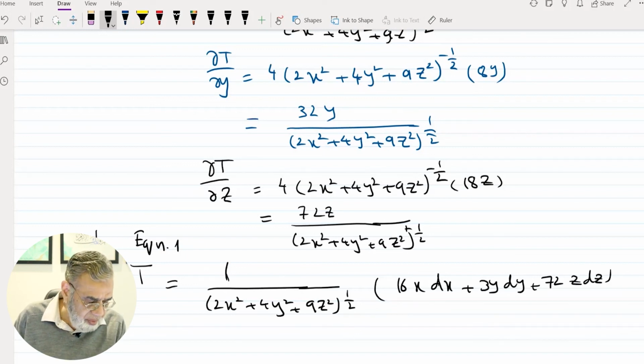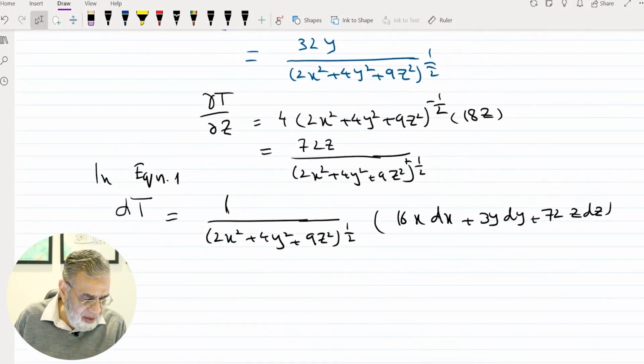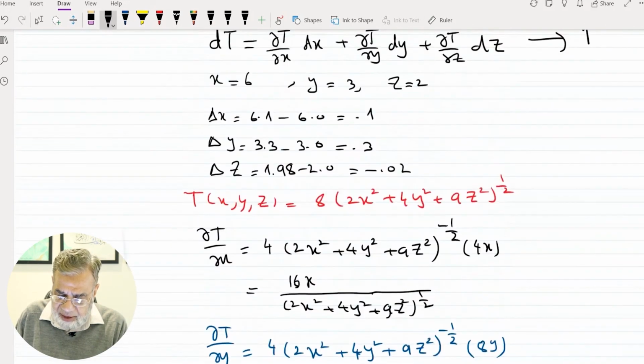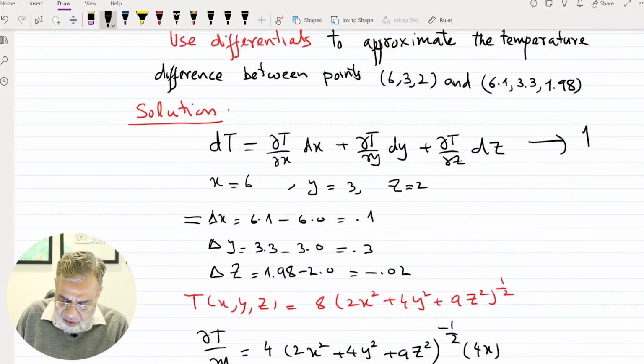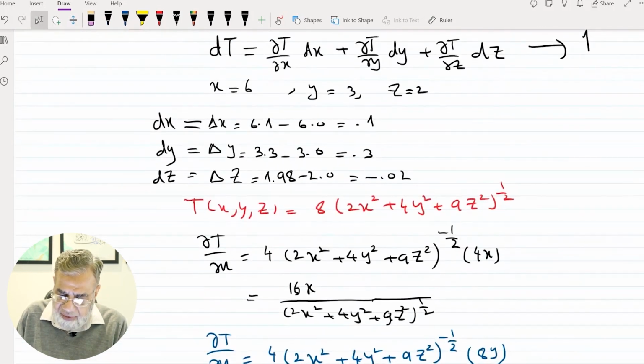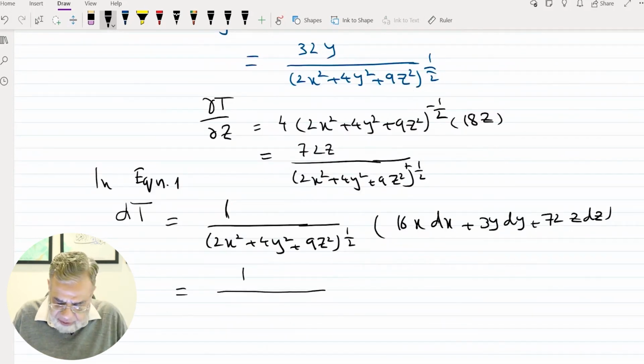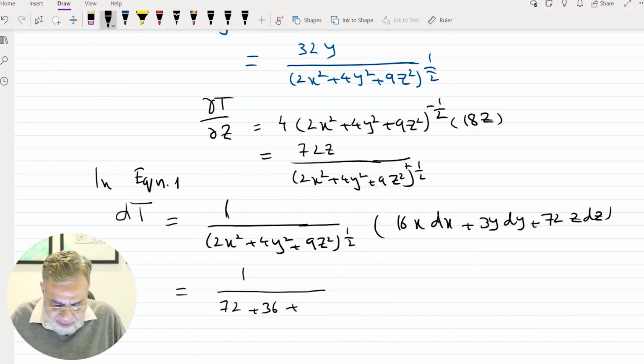Now I can just substitute my values and I can get the result for this one. I have my delta x is equal to dx. This is my dx is equal to delta x. This is my dy is equal to delta y. This is my dz is equal to delta z. I use these values, and the values of x, y, z are given to me as 6, 3 and 2. This value is 1 over, we have 72 plus 36 plus 36, to the power 1 by 2.